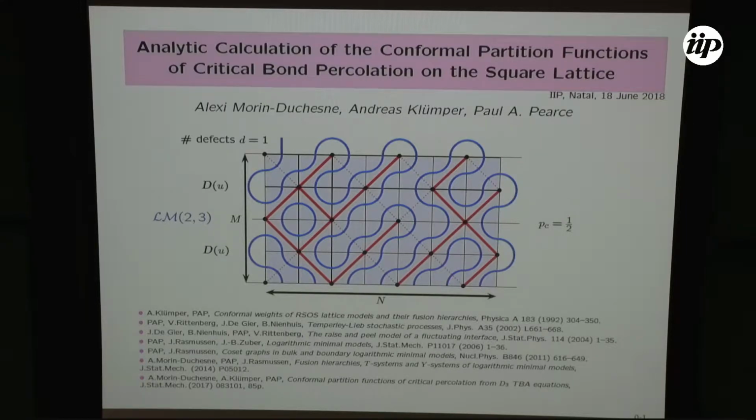And today I'm going to be speaking on joint work with Alexis Morin-Duchesne, who will join us later, and then Andreas Klümper, who is our illustrious chairman.